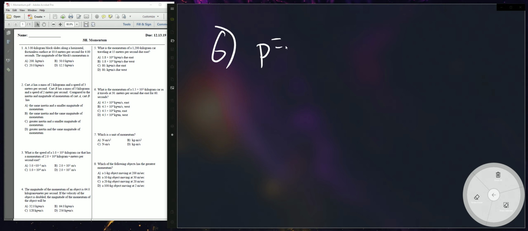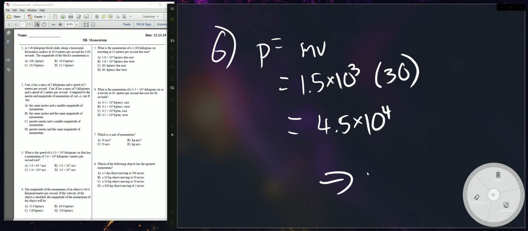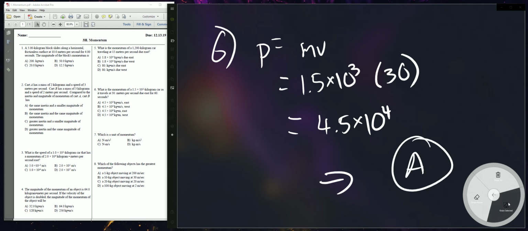6. What is the momentum of a 1.5 times 10 to the 3 kg car as it travels 30 meters per second east? The momentum is 4.5 times 10 to the 4. And it's asking you for direction as well. Well, if your car is traveling to the east, then your momentum must also be east. So the answer is A.